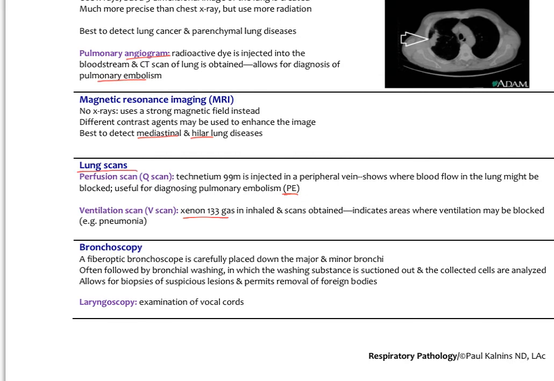So these are more specialized tests. You have to go to special centers that have that equipment. So these are not as commonly used, but those are possibilities, especially for more advanced lung diseases. You can probably use those more in hospital than outpatient. And then bronchoscopy is where a fiber optic scope is placed down the major and the minor bronchi. And you can actually take a biopsy. You can do what's called bronchial washing, and then they suck up that substance and collect the cells, and that allows for biopsy of any suspicious lesions and also allows for removal of a foreign body. And then if you're only going as far as the larynx, that's the laryngoscopy. So these are some of the imaging techniques that are available for assessing lung disorders.